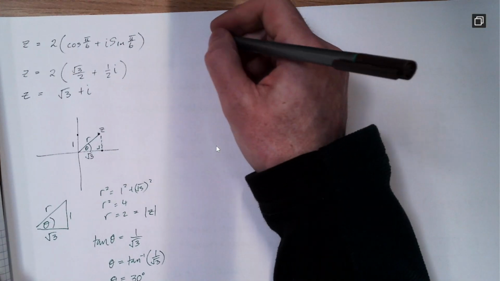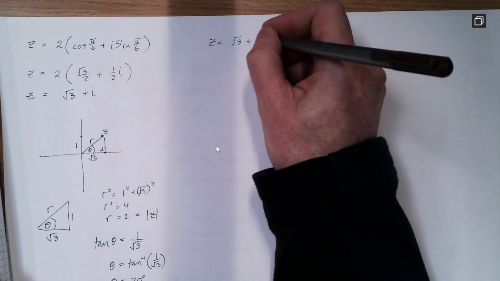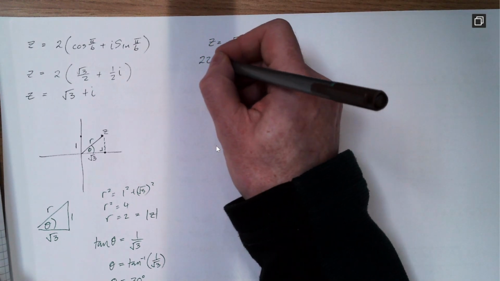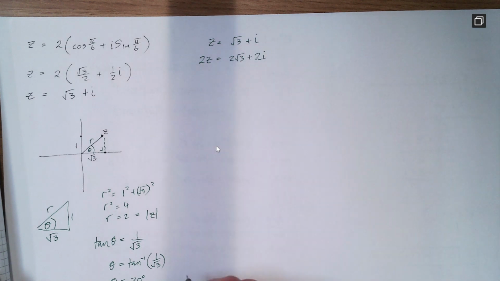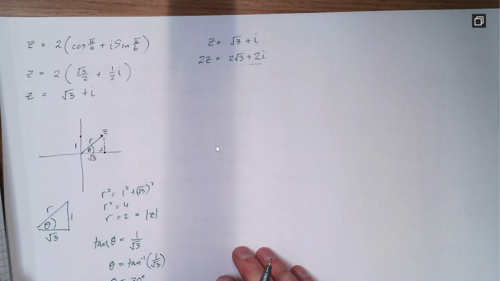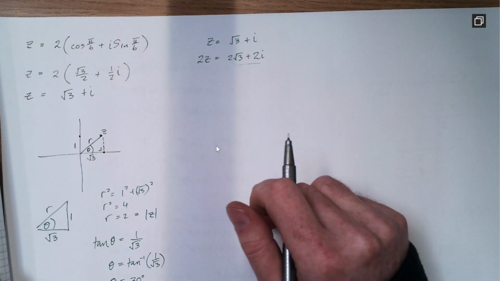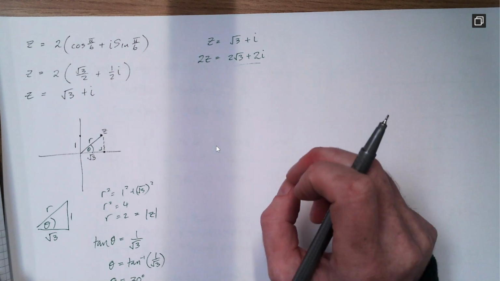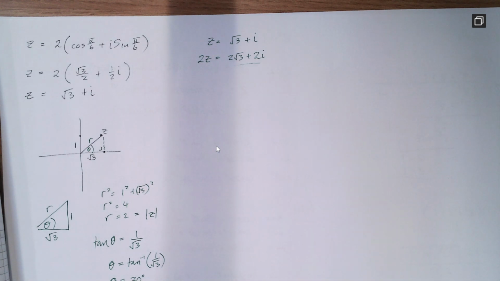So z is square root 3 plus i, so 2z is 2 square root 3 plus 2i. Then plot it on the graph. The argument will always be the same, 1 over square root 3.